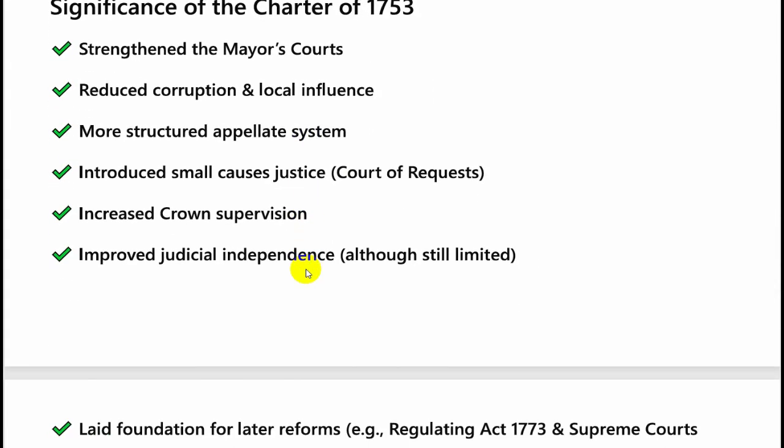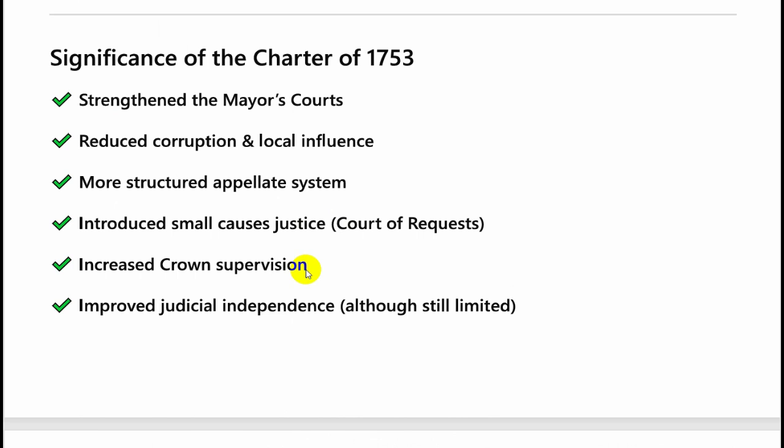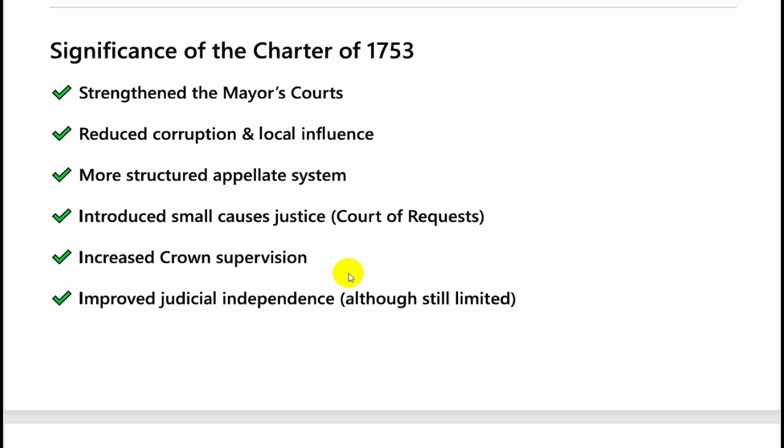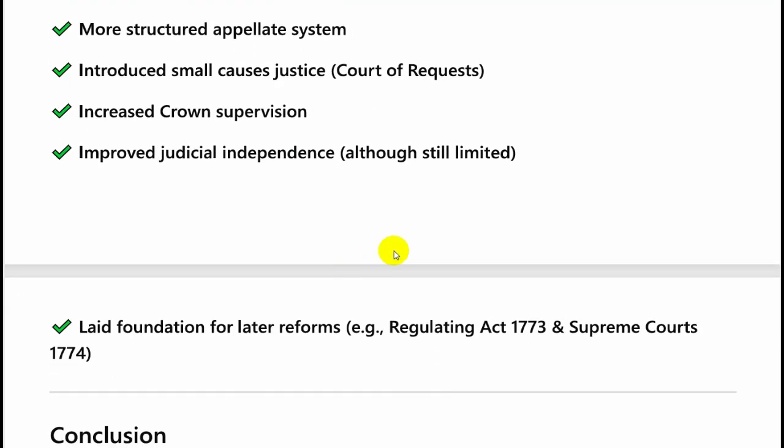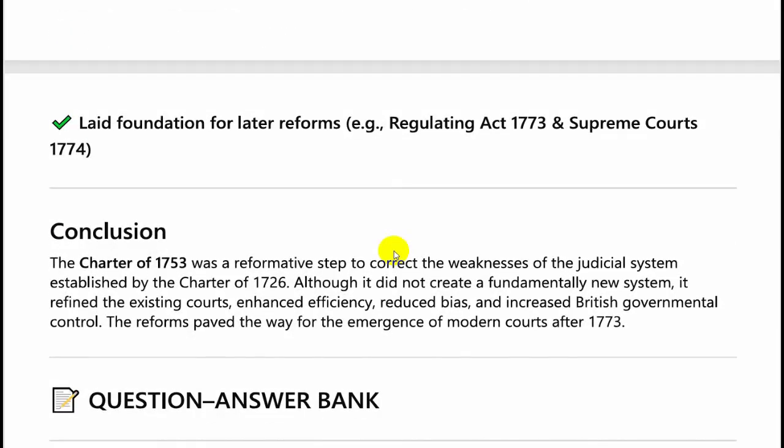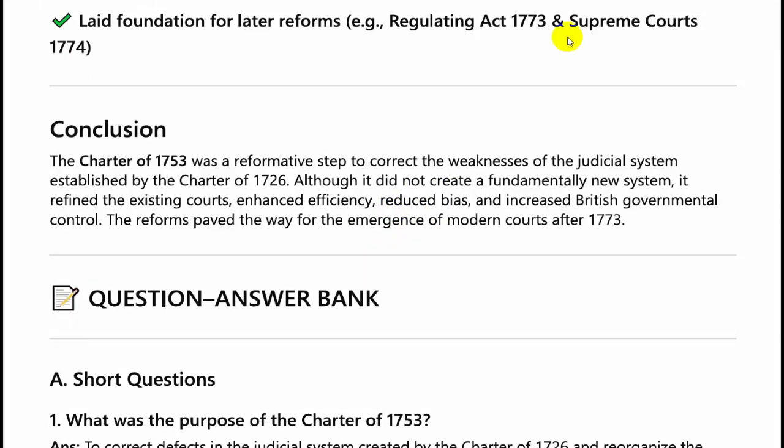So what was the significance finally? We'll recap. It strengthened the mayor's courts, reduced corruption and local influence, more structured appellate system, introduced small causes justice, that is the court of requests, which would handle petty offences, matters of petty cases, increased crown supervision, improved judicial independence, laid foundation for later reforms like the Regulating Act of 1773, which we will cover in the next video, and establishment of Supreme Court in 1774.